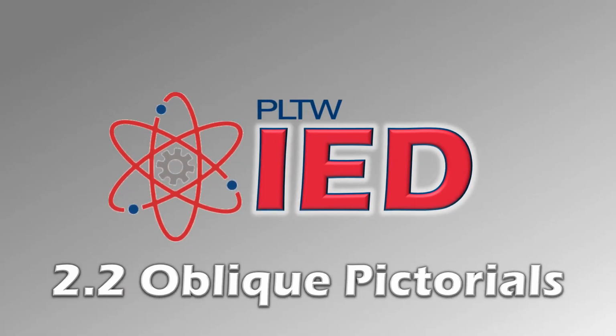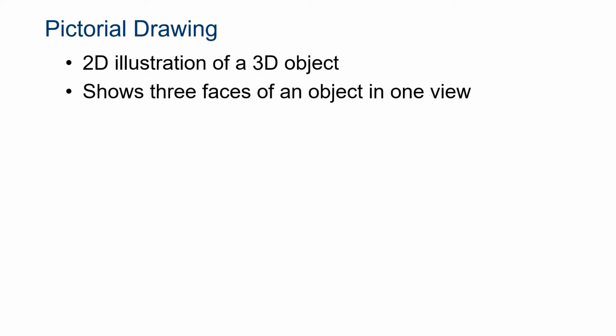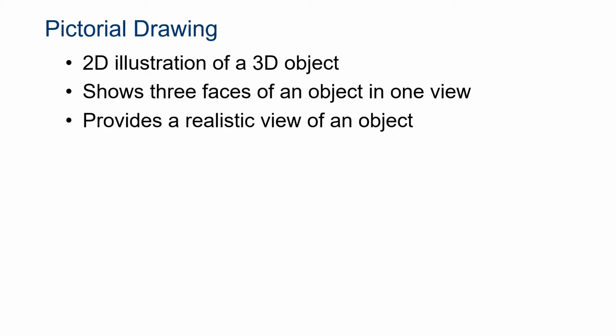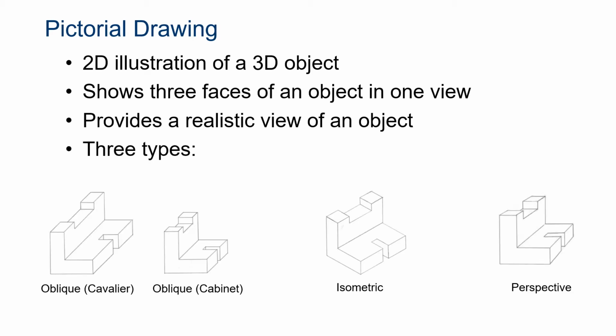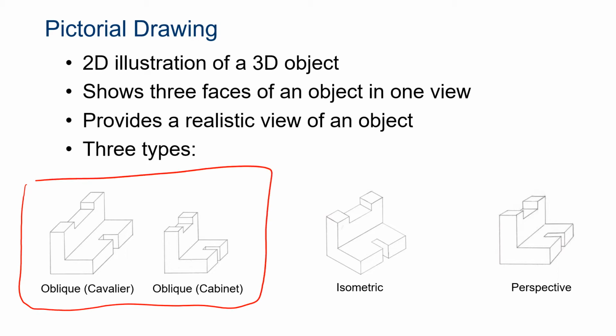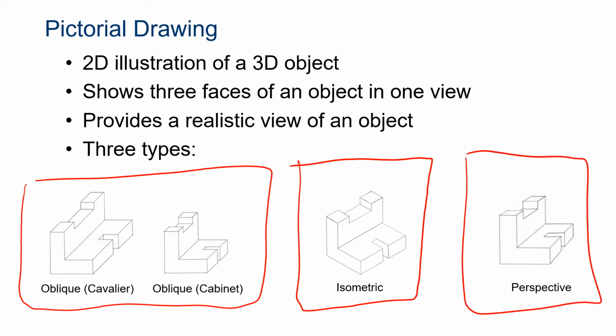Hi, and welcome to 2.2 Oblique Pictorials. We're going to start talking about pictorial drawings, which are just 2D illustrations of 3D objects, and they all show three faces of an object in one view. They provide a realistic view of an object, and there are three types. In this lesson, we'll do two types of obliques, Cavalier and cabinet. Then in the next lesson, we'll do isometric, and then after that, we'll do perspective.